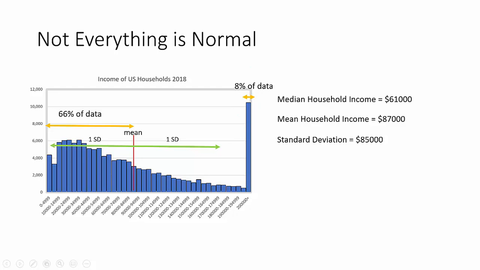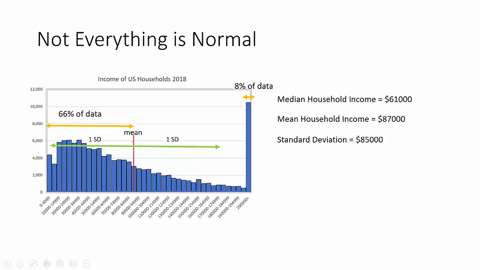So now here's the interesting part. If you actually looked at the mean right here at 87,000 and figured out how many households were to the left of this mean, turns out 66% of the data is. The standard deviation is actually 85,000, which means that if you go 85,000 to the left and 85,000 to the right, look at that. You're covering almost this entire histogram.